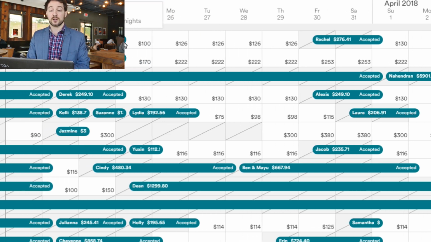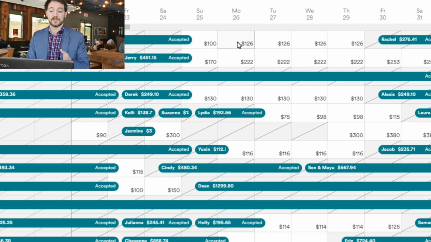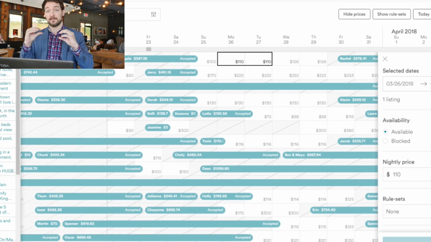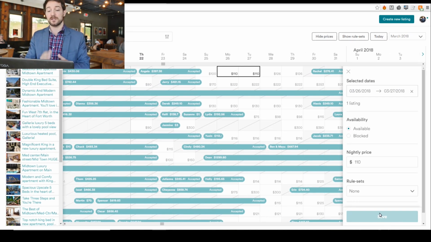So now, as we get closer, let's do it right now. Monday and Tuesday would be the next ones I drop because they're within a week from now. So I'm going to drop these down to 110. This will take the average nightly rate for a 5 day stay and make it competitive. I'm hoping to get somebody to book from Sunday through Thursday if I can.